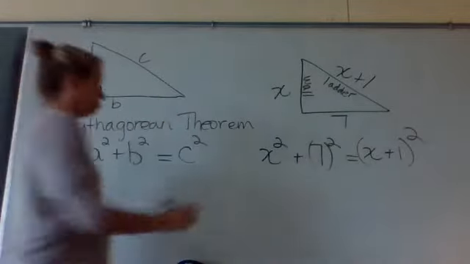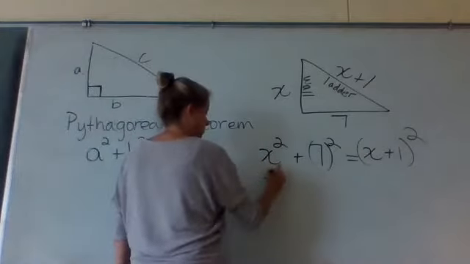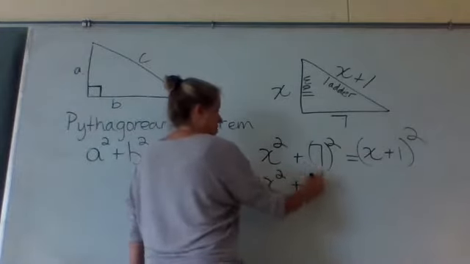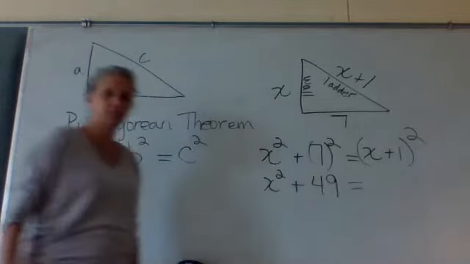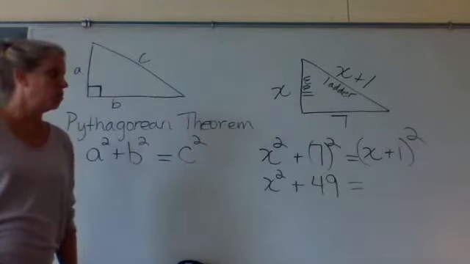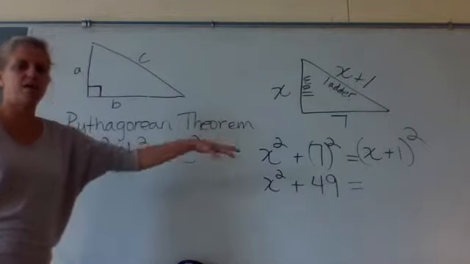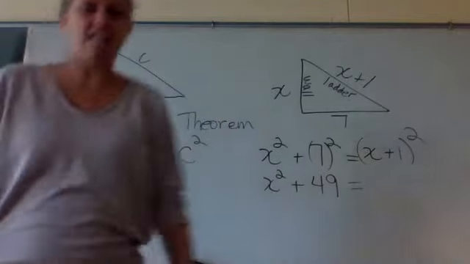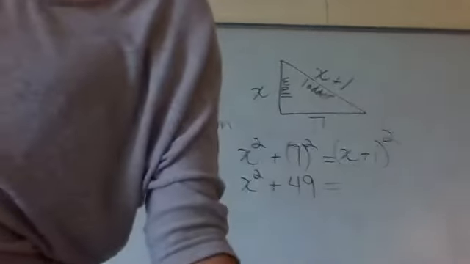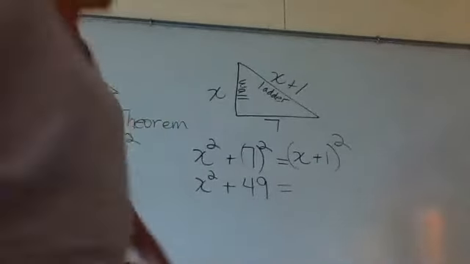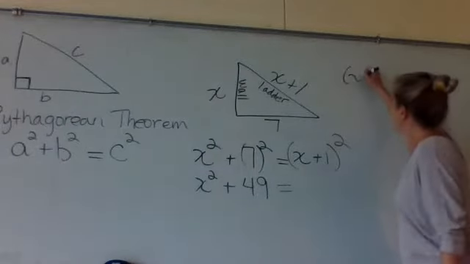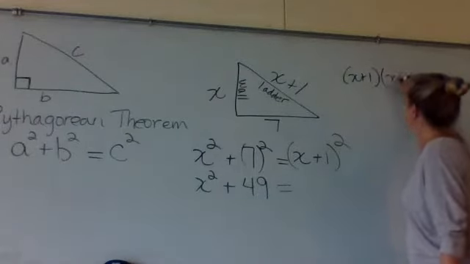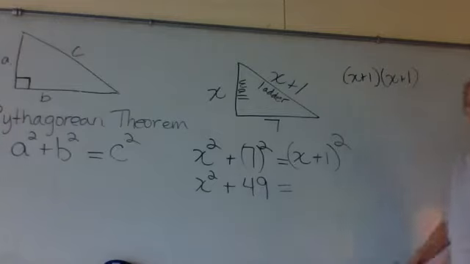Let's see. X squared plus 7 squared is 49. Equals, let's see, I'm going to FOIL that over to the side. X plus 1 squared means what? If I'm going to square this, that means to multiply. X plus 1 times itself. So let's FOIL that over to the side, and then I'll just write it right here.